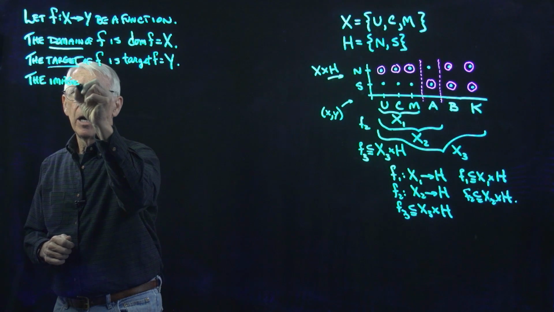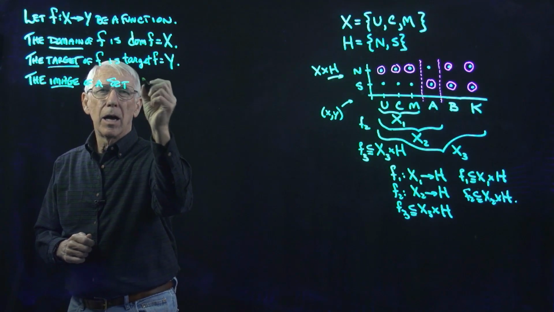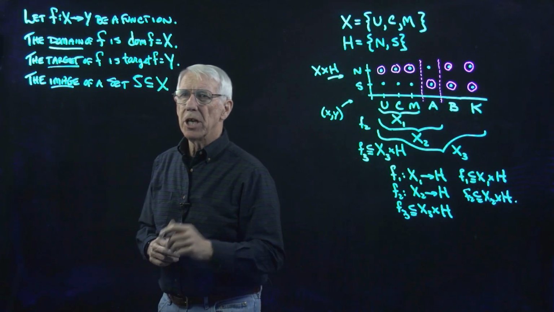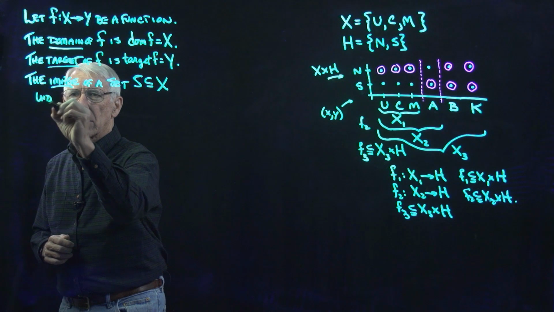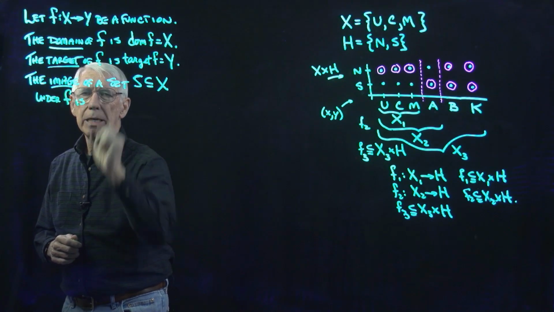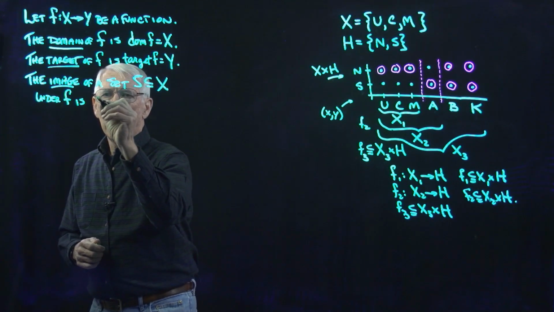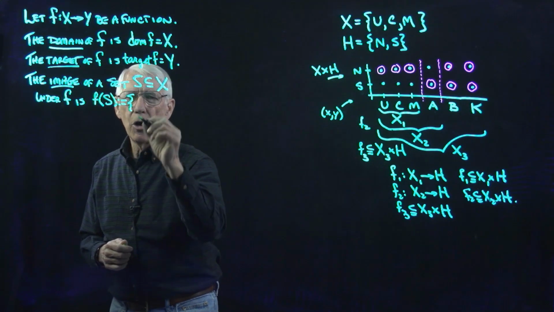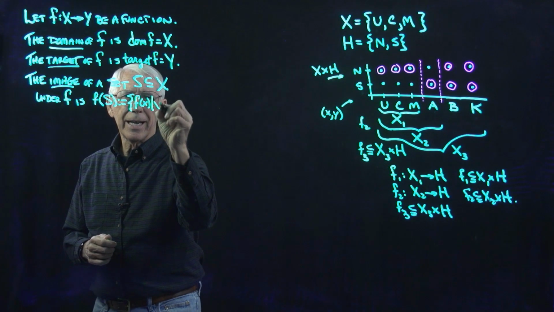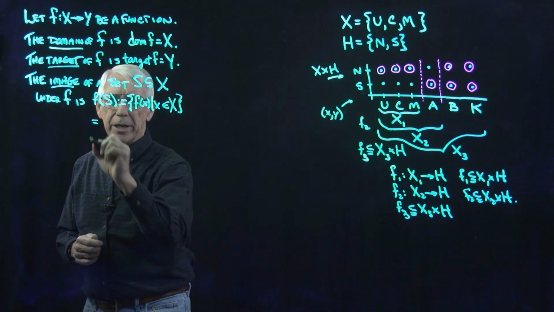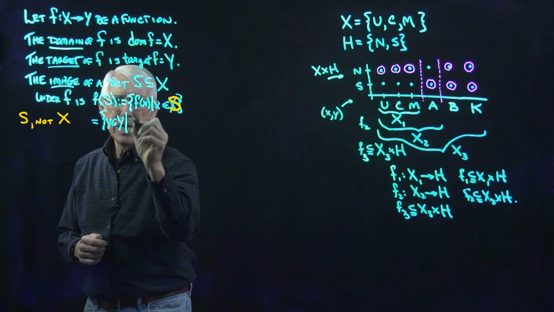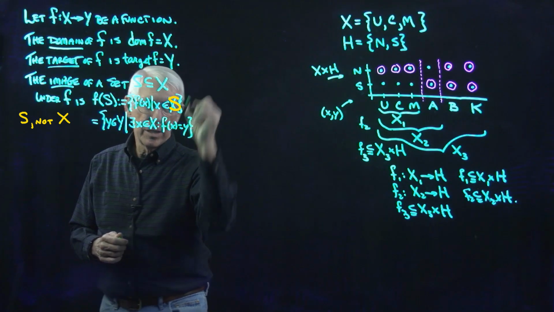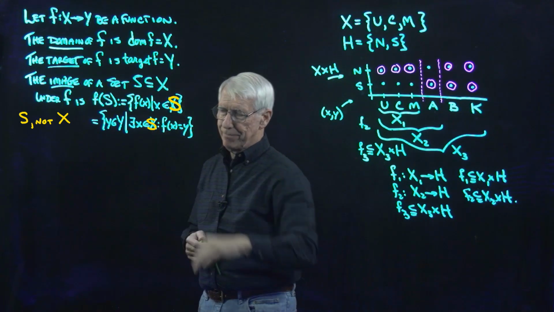Let's say the image of a subset, that's supposed to be an S here, a subset of the domain, the image of a set S under the function f is the set f of S, that's the way we write it, and it is the set of all f of x's such that x is in S. We could write that another way as the set of all y's in Y such that there exists an x in S such that f of x equals y. So two different ways, obviously saying the same thing.